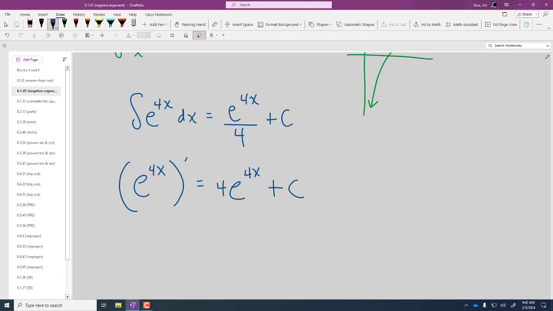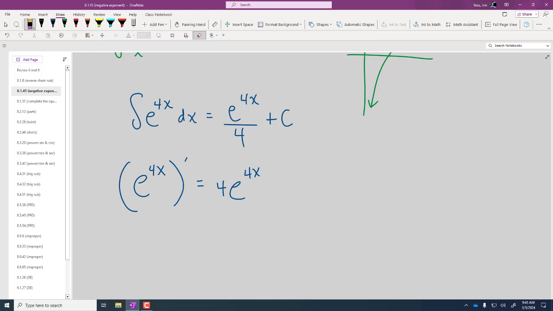No plus C on the derivative, right? No plus C on the derivative, thank you. Just double checking I'm not missing something. Yeah, no plus C on the derivative. The C becomes zero, in fact.